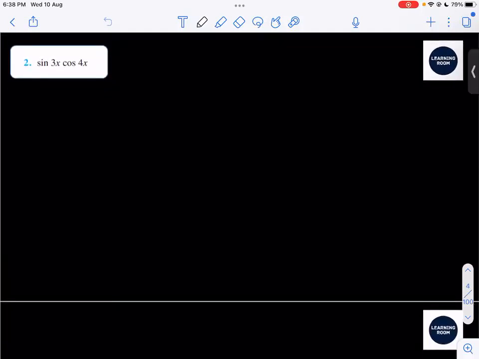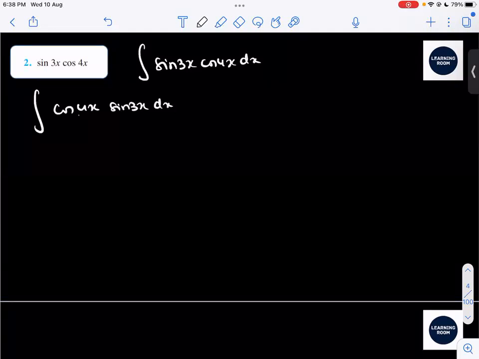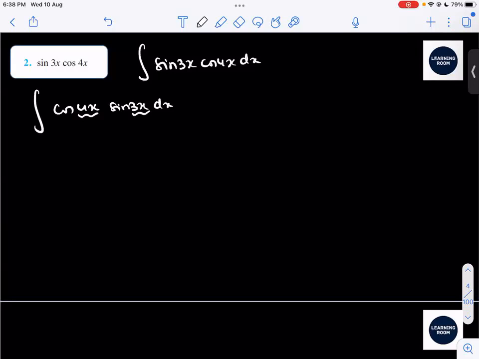Next is the integral of sin 3x into cos 4x dx. I would better rearrange and write it as the integral of cos 4x into sin 3x dx, because I'll always ensure that the bigger angle is written first and the smaller angle is written second.